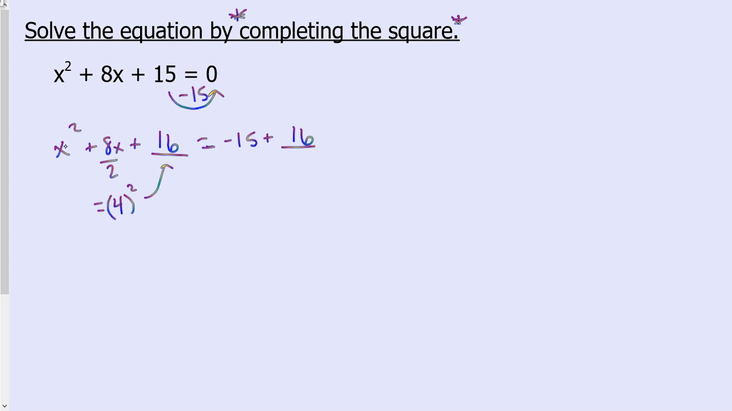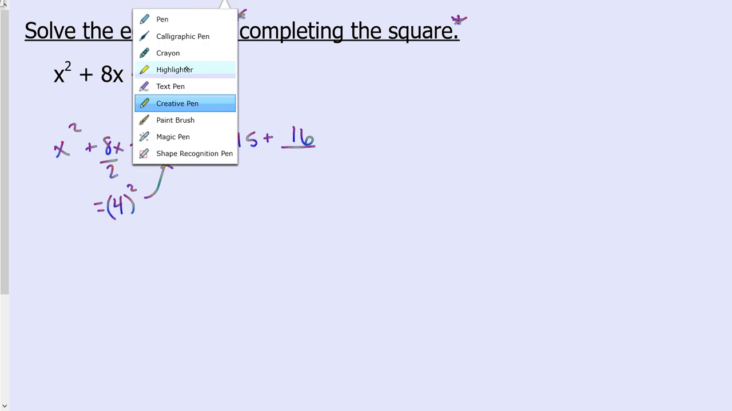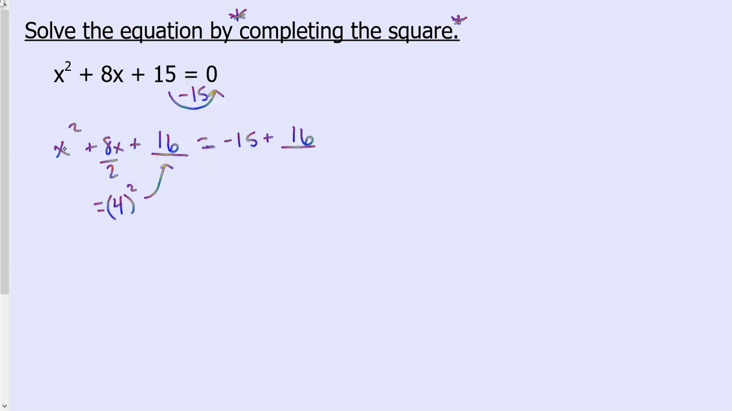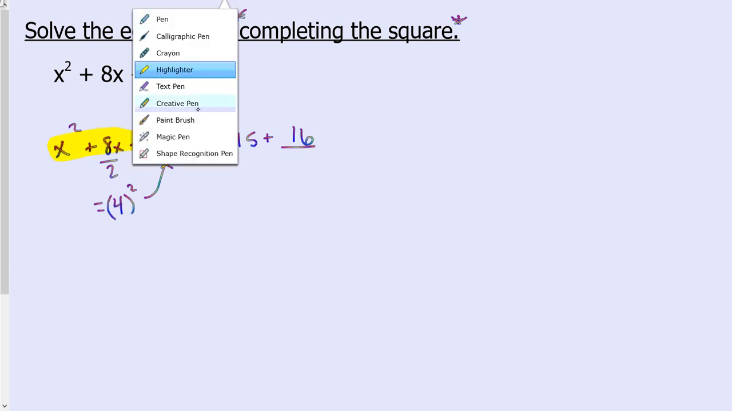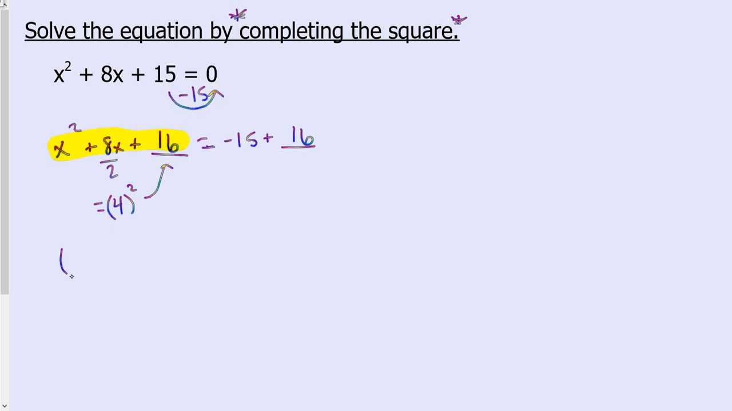But the cool thing is I can look over here now and say this is x squared plus 8x plus 16. How can I factor this particular function? Okay, x squared plus 8x plus 16. I'm just factoring that bad boy. All right, I can factor that into x plus 4 squared. Okay, and that will be equal to negative 15 plus 16, which is 1.